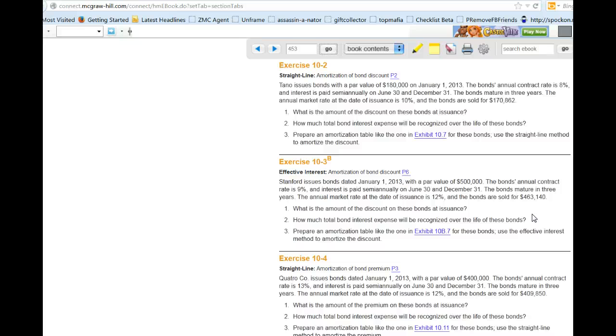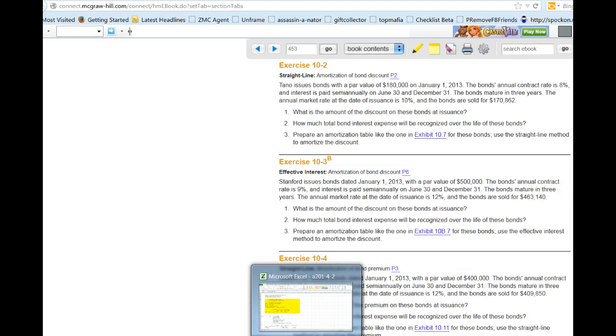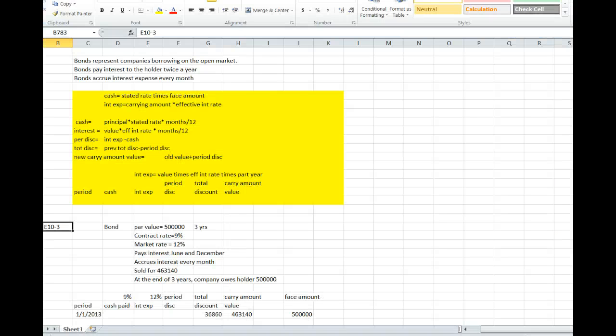Interest is paid semi-annually, twice a year, June and December. The annual market rate at the time this bond gets issued is 12%. I know that's hard to believe considering today's markets. Because the company is paying a lot less than the regular market rate for this type of bond, they're not going to get a full $500,000. In fact, they're only going to get $463,140. We could actually calculate that amount, but let's just say that's not in the cards for today.